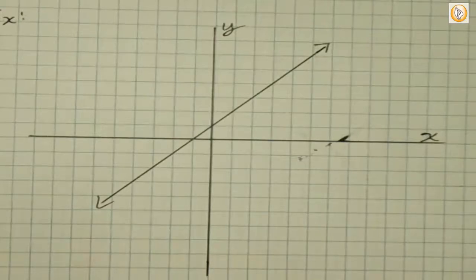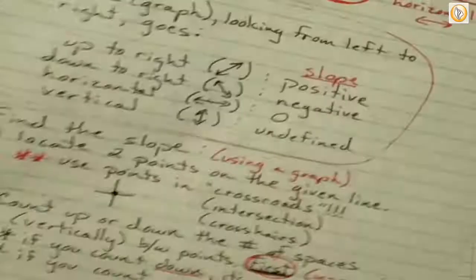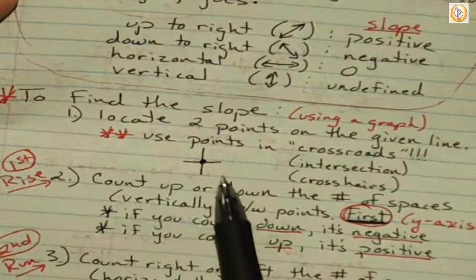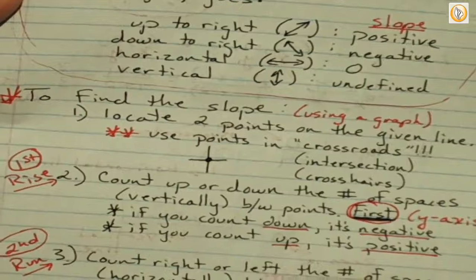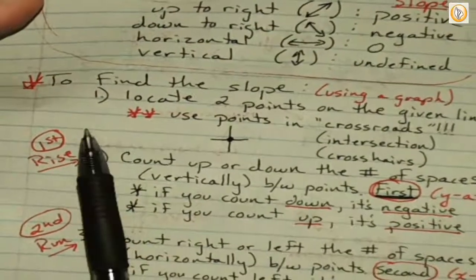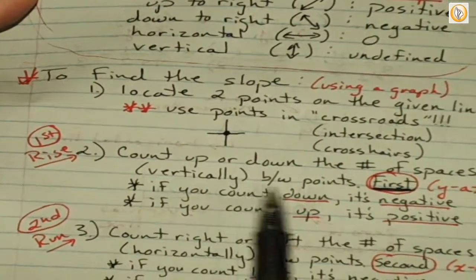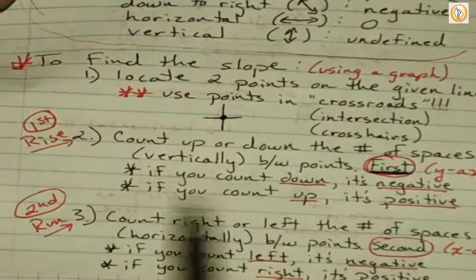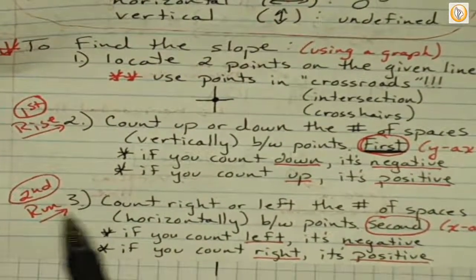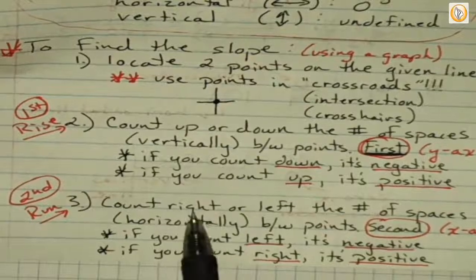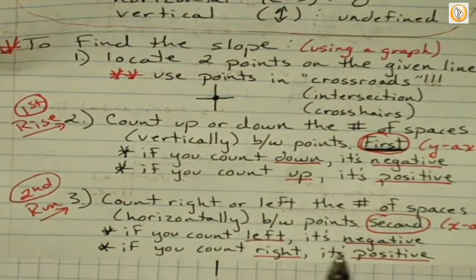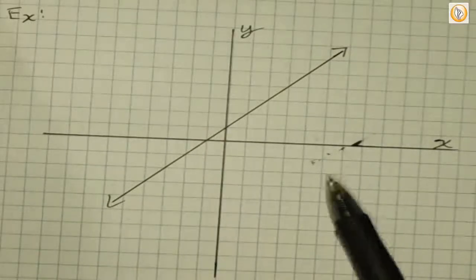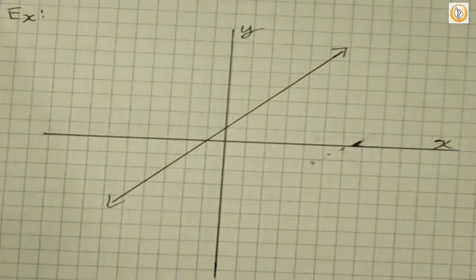All right. So remember all of this. To find the slope using a graph, locate 2 points on the line. Make sure they're in the crosshairs or the intersection. First thing you do is the rise. You're going to count up and down. Down is negative, up is positive. Once you have that, then you do the second part, counting left and right. Left is negative, right is positive.